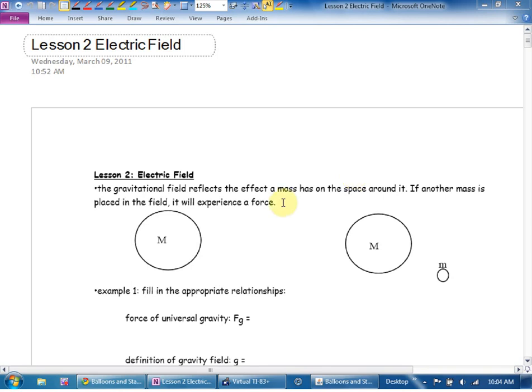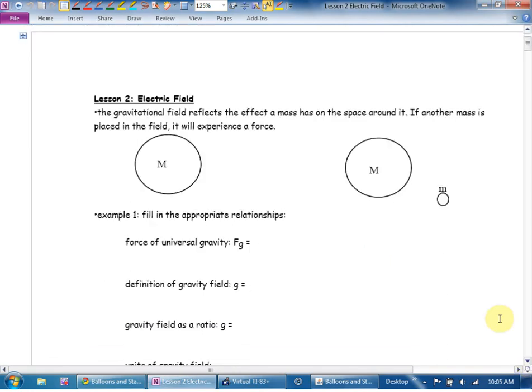Read along with me, example or lesson two. Gravitational field reflects the effect that a mass has on the space around it. If another mass is placed in that gravitational field, it will experience a force. So here you have, for example, the sun all by itself. It's sending out to the edge of the universe a gravitational field. This gravitational field gets weaker and weaker the further you get away, but it's pretty strong. I mean, it's enough to hold Pluto in orbit.